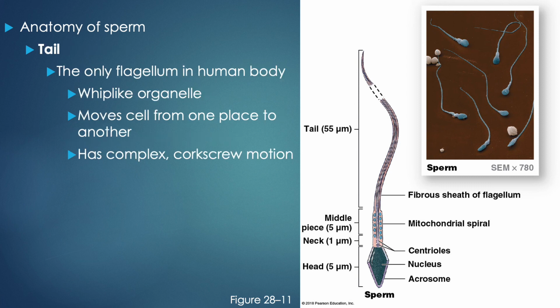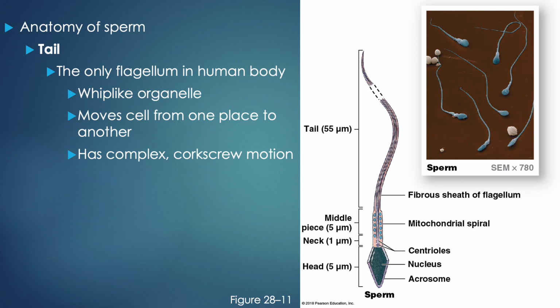And then lastly, at the distal end of the sperm is the tail. And the tail here is the only flagellum, or flagella plural, in the human body. So the flagellum is a whip-like organelle that allows the cell to be able to move from one place to another, and it has a complex corkscrew motion as opposed to a dog wagging its tail from left to right.